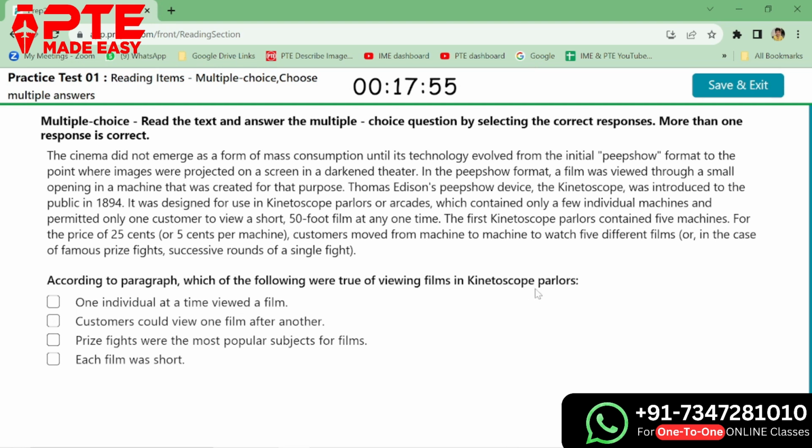According to the paragraph, which of the following were true of viewing film in a kinetoscope parlor? So we need to find kinetoscope. We have found it here. Thomas Edison's peep show device, the kinetoscope, was introduced to the public. It was designed for use in parlors and arcades which contained only a few individual machines, and permitted only one customer to view a shot at one time. One individual viewed a film. That's the first answer.